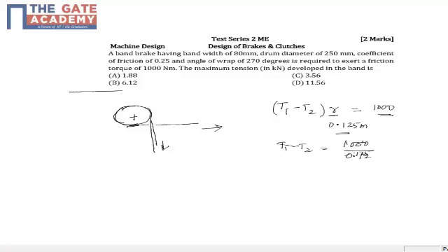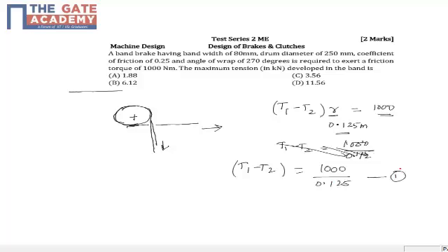Let's write it as T1 minus T2 equals 1000 by 0.125. Okay, so this is one equation.